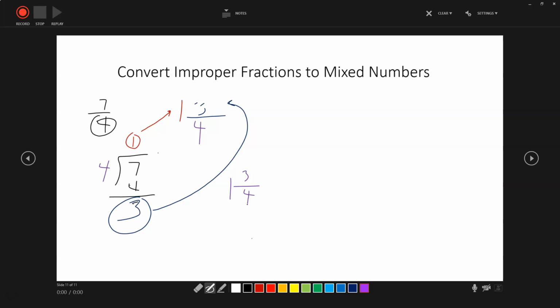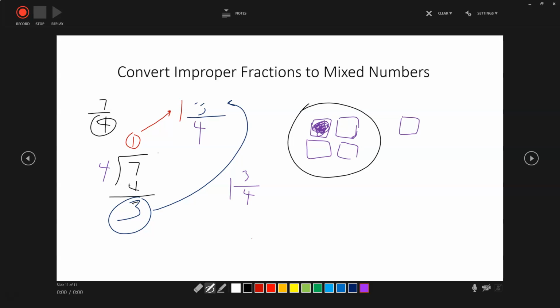And it makes sense when you put it together because we're working with fourths. So each box here, let's say, is 1/4. So there's 1. Here's 2. There's 3. And here is 4. So we have 1 whole there. And it's 7/4, so that's 5/4, 6/4, and 7/4.